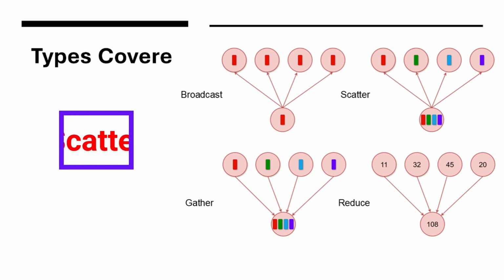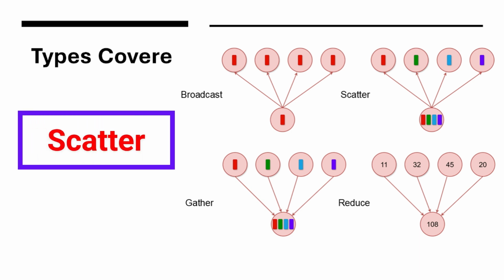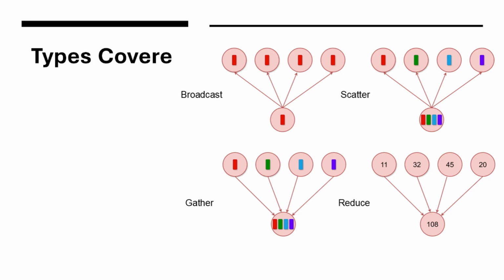Next one is a scatter, and this distributes different portions of data from one process to all processes. So each process receives a unique subset of the data. This is mainly ideal for dividing the work among processes.